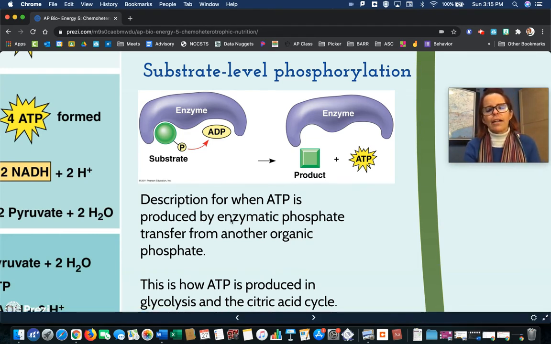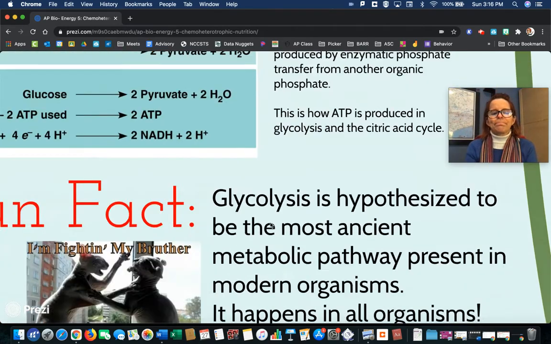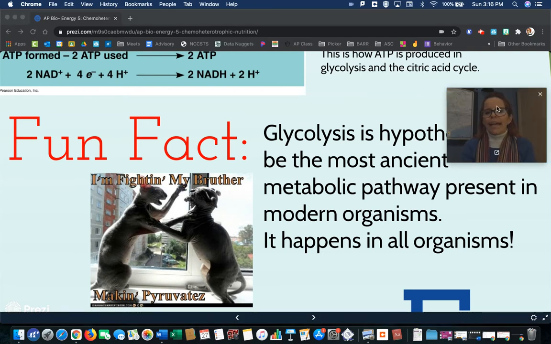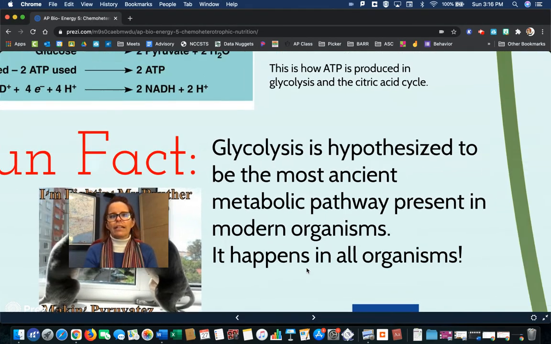So let me just read what it says here. Substrate level phosphorylation is a description for when ATP is produced by enzymes transferring phosphate from another organic phosphate. So adding the phosphate onto ADP when an enzyme does that. This is how ATP is produced in glycolysis and the citric acid cycle. So that was in the matrix of the mitochondria. We'll come back to that a little bit. All right. Fun fact, all kinds of dorky facts. Glycolysis is hypothesized to be the most ancient metabolic pathway present in modern organisms, and it happens in all organisms, interestingly enough, and we're going to talk about that more in just a moment.